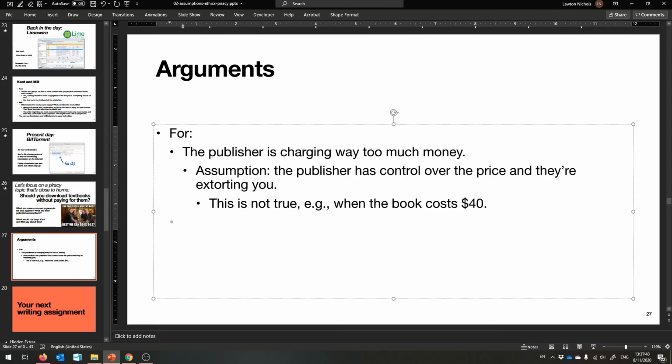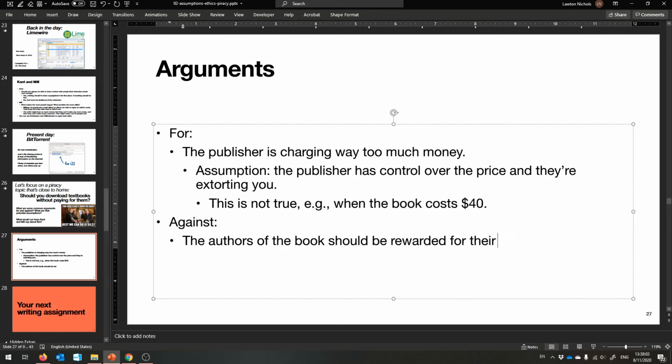An argument against is people put a whole lot of effort, the authors of the book should be rewarded for their effort. They allow us to make a class and not have to do as much work. We should be giving them these royalties that they're asking for. And so the assumption there is the authors did a good job. Or one of the assumptions that you could make.